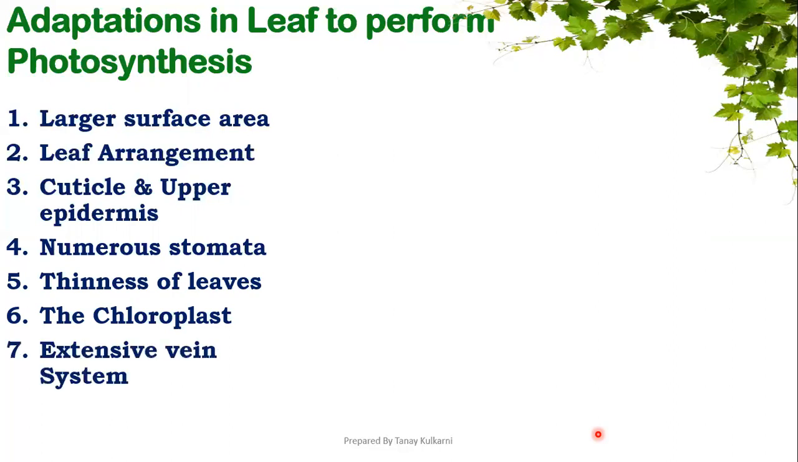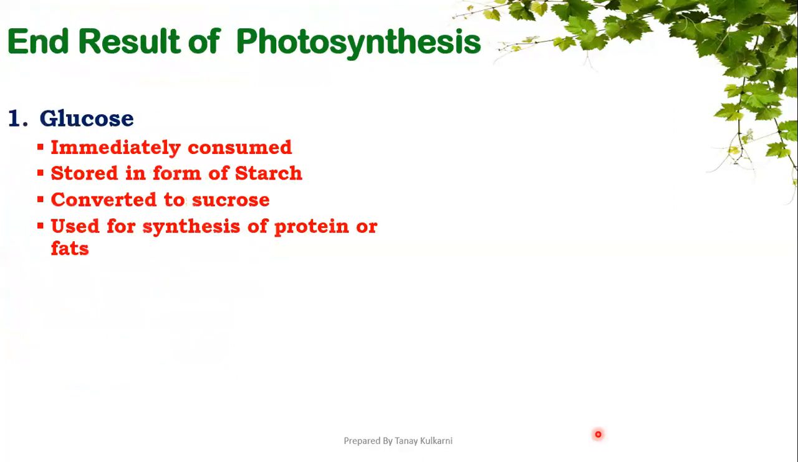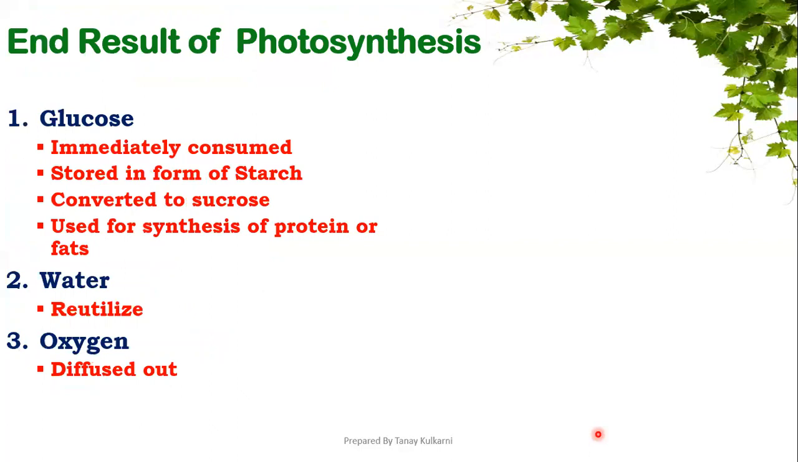Extensive vein system is required for rapid transport to and from the mesophyll cells, whether it is of water or food which is produced in the form of glucose. Now the three end products of photosynthesis, which were glucose, water and oxygen, what will happen with them? What is the fate of these three products?